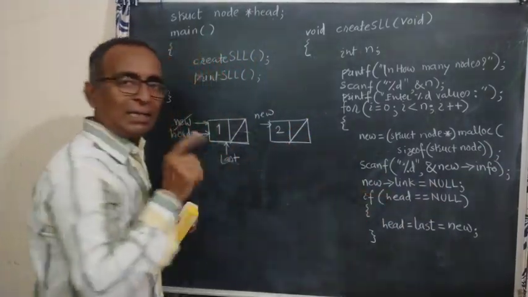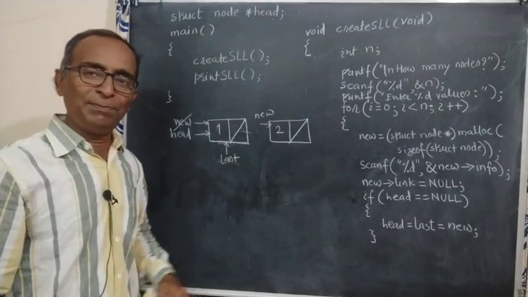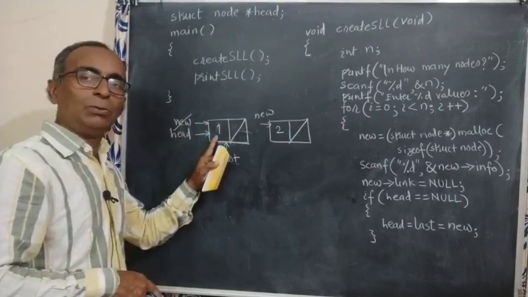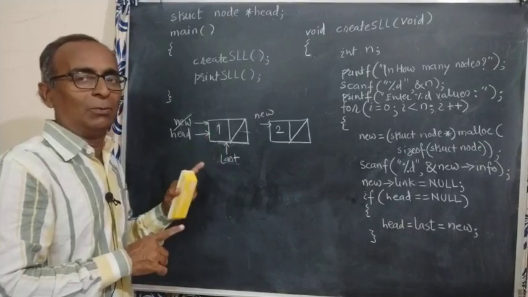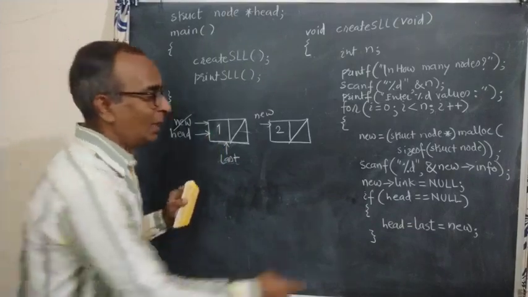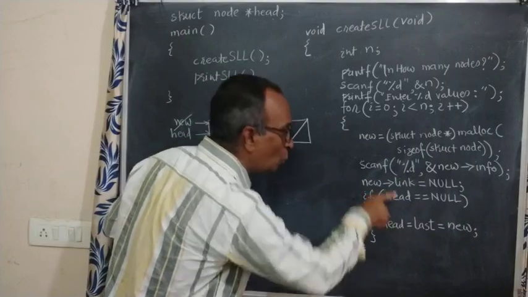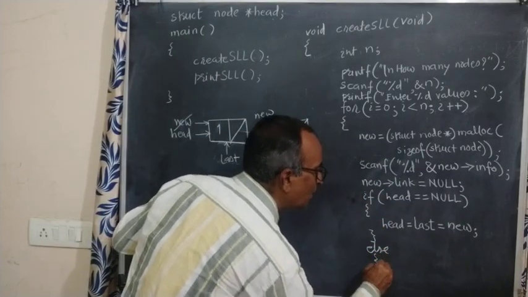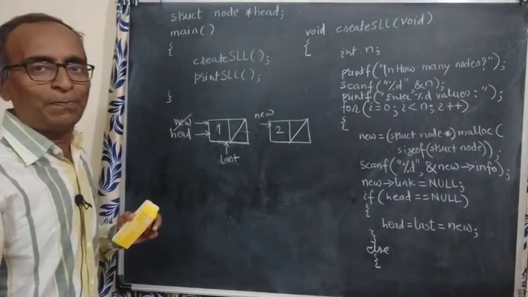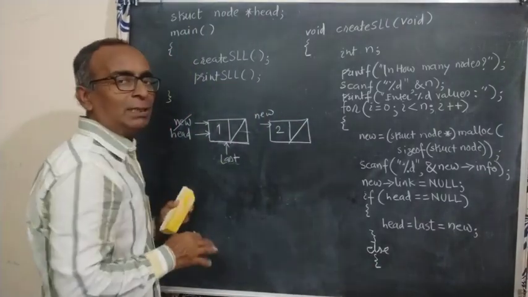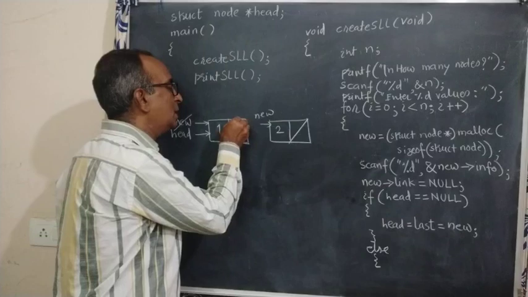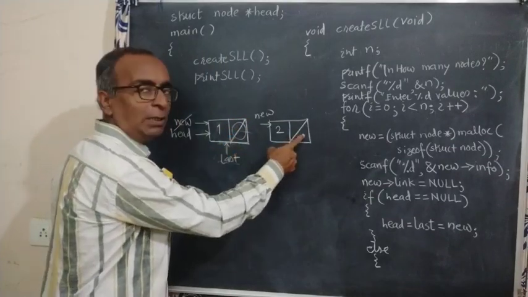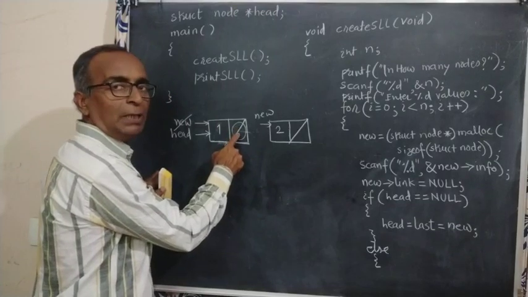Now is head null here, this second time? No, head is not. We have already set it to this node. Head is not null now. It has one node. So what to do? If head is not null, you have to write the else part. Else, what pointers do we have to adjust? See, this field you have to set. Already this pointer we have set. This we have to set.